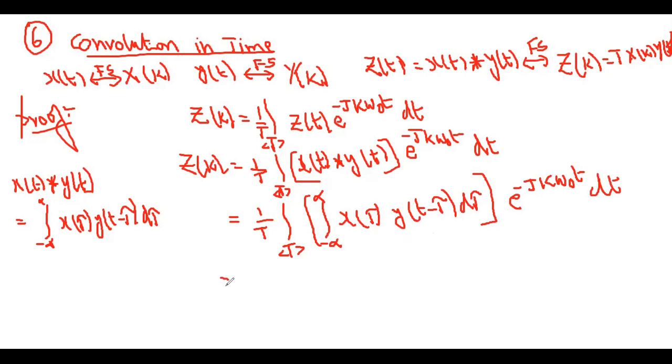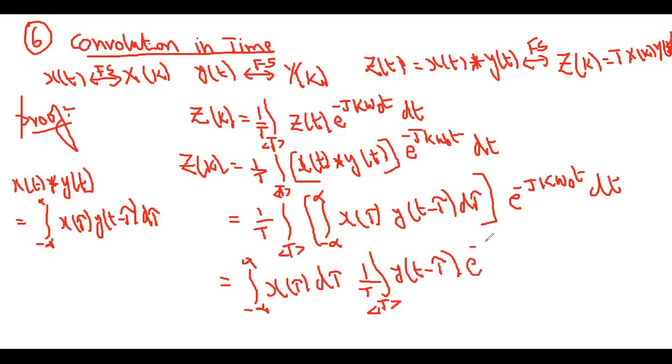Now, we have two integrals. I directly take the minus infinity to infinity integral with the tau terms in one integral, x of tau and d tau. For the other integral, the 1 by T, write all the terms having t: the y having t minus tau, and the exponential e power minus j k omega naught t dt.